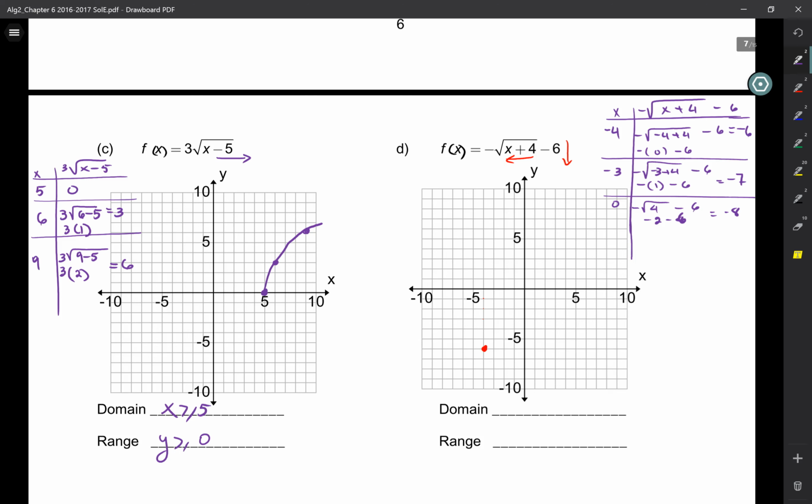1 plus 4 gives me a 5. What about 2 plus 4 gives me a 6? So I need a 9. What should I put? A 5. So 5, it'll be the square root of 5 plus 4, minus 6. So 3 minus 6 is negative 3. Okay, so the points are as shown in the table.